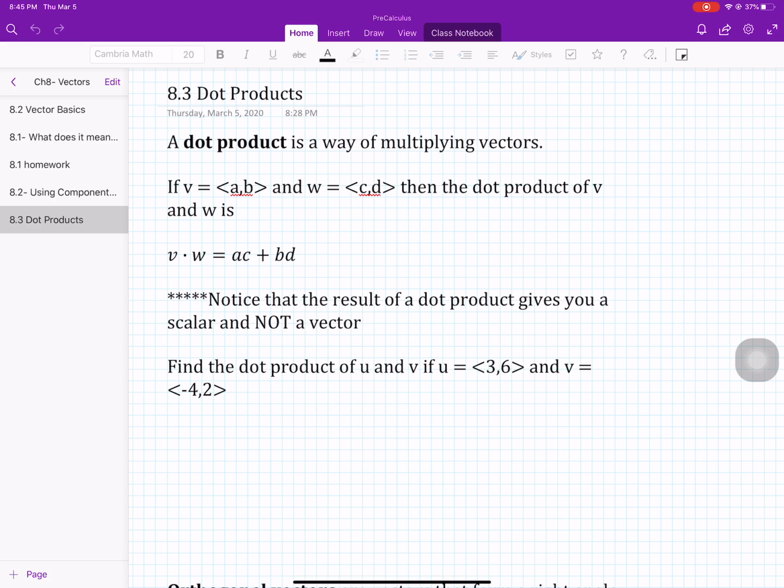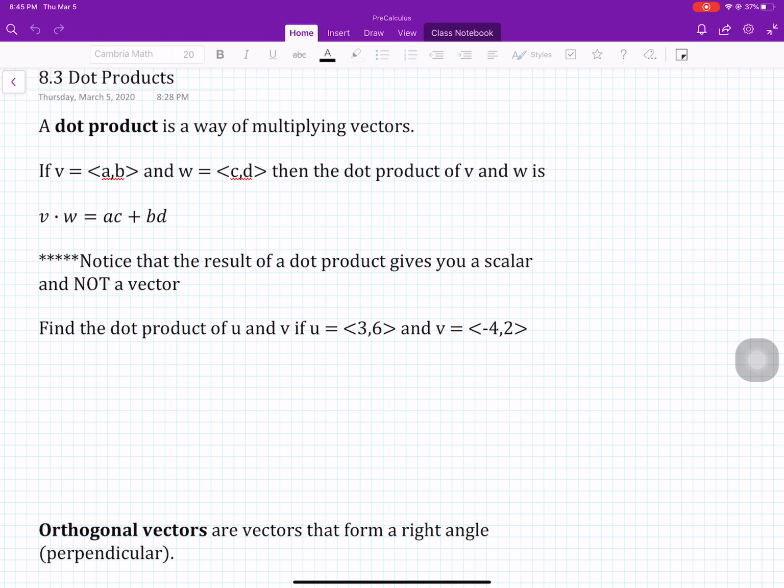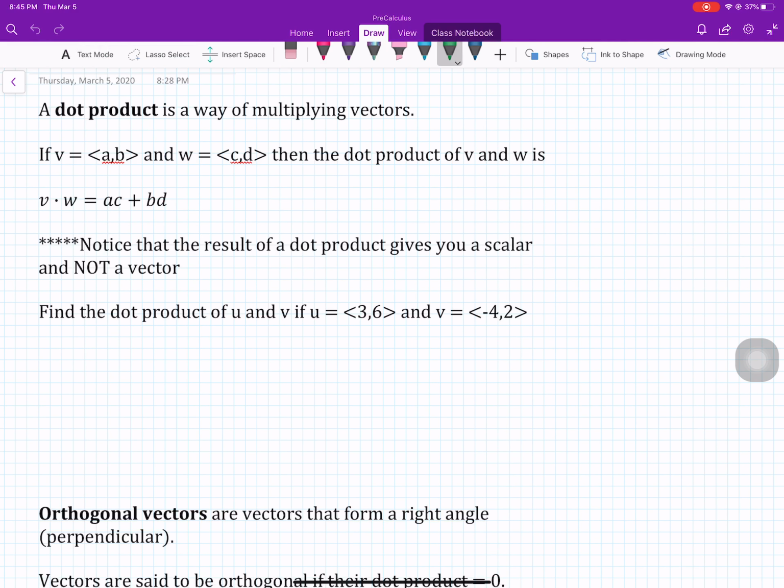Today we're going to be talking about dot products of vectors. A dot product is really just kind of a way of multiplying vectors. And dot products can be found by examining your two vectors. So here we have vector v and then we have vector w.